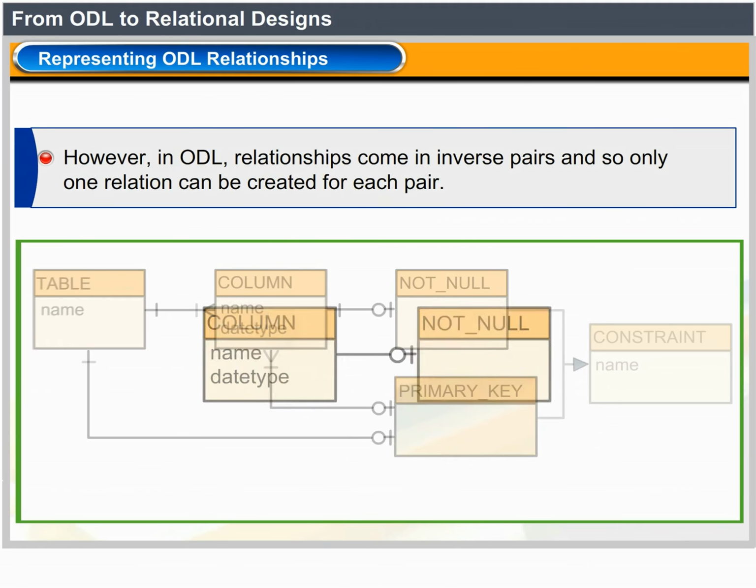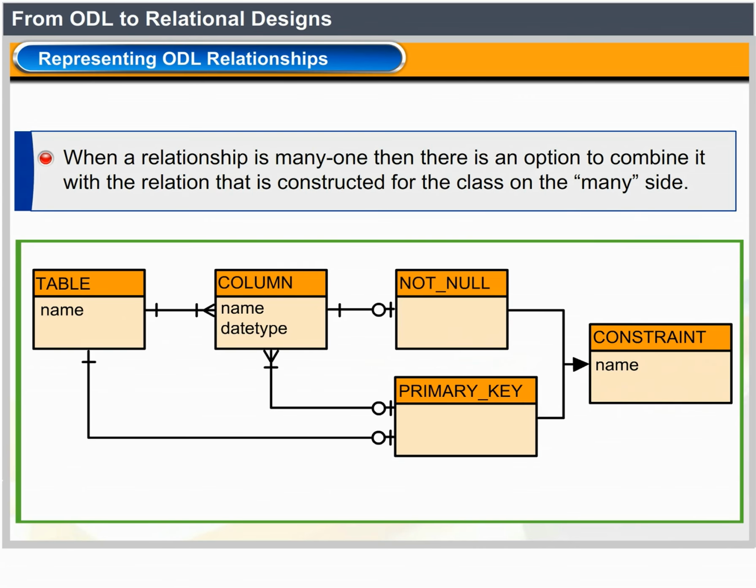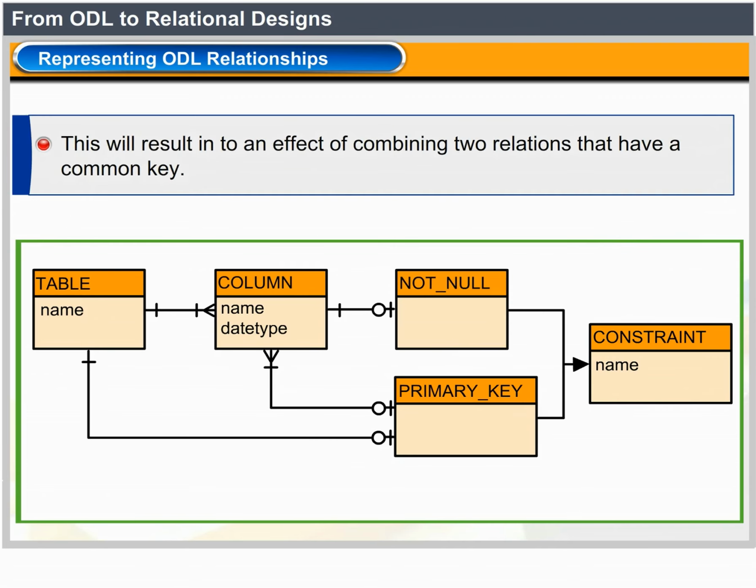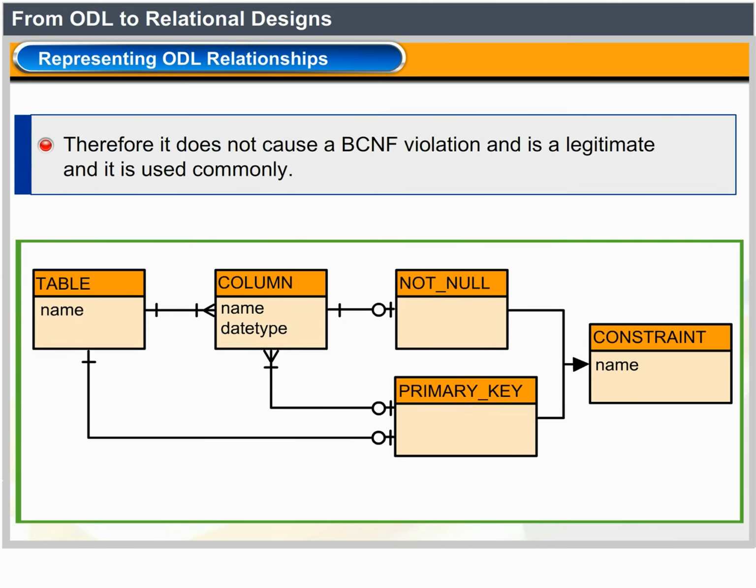If the relationship is many-to-one, we have an option to combine it with the relation that is constructed for the class on the many side. Doing so has the effect of combining two relations that have a common key. It therefore does not cause a BCNF violation and is a legitimate and commonly followed option.